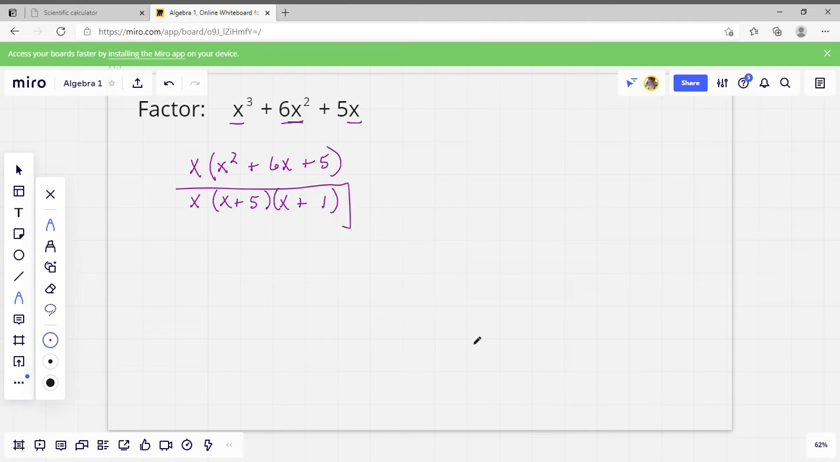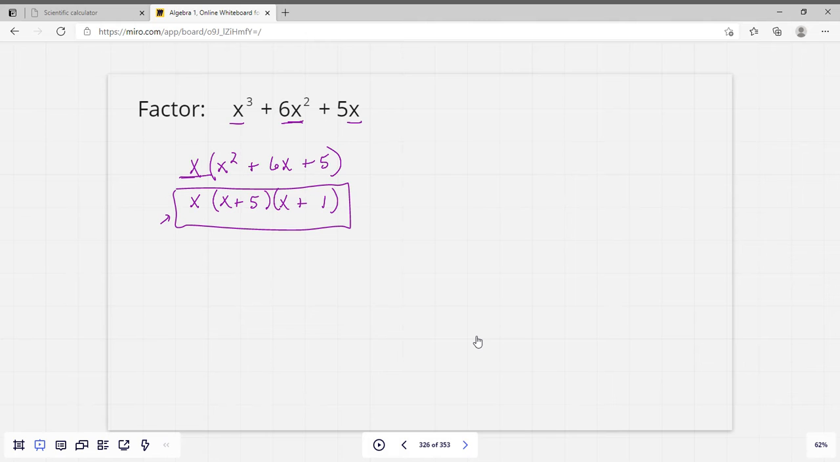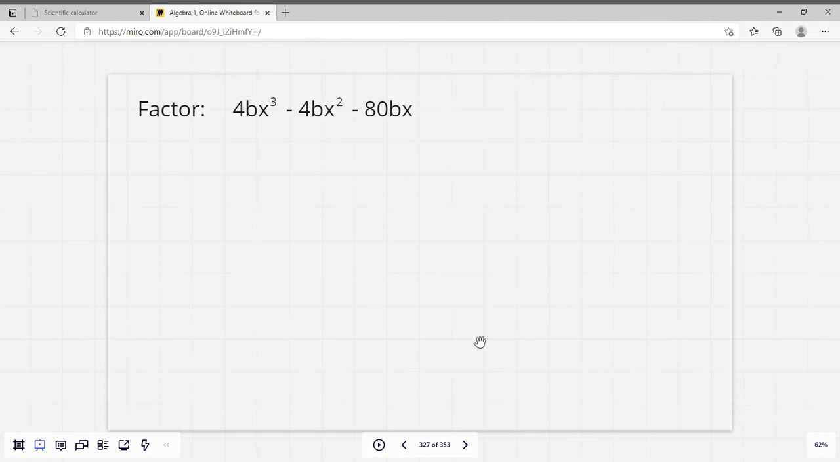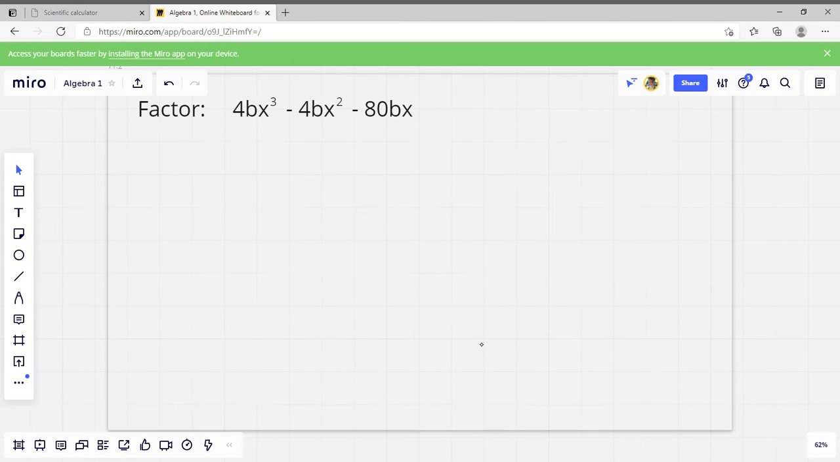So it's just like what we've been doing with factoring, but first you have to pull out your common factor. In that case, it was the x right there. All right, let's try another one. Same thing. First thing we're going to do is look for common factors. So they all have a b.